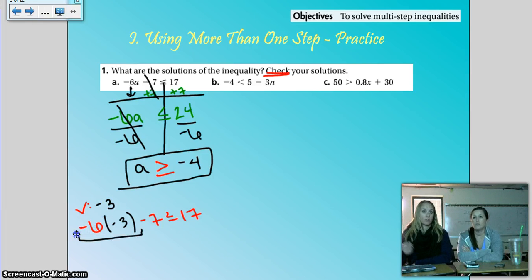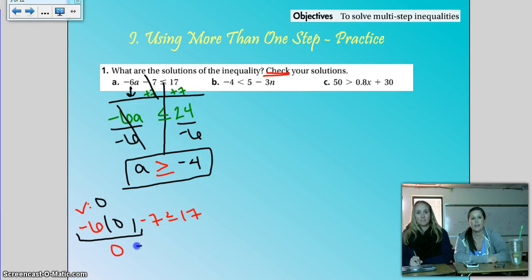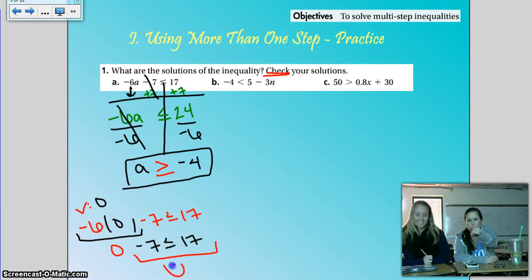You could have used 0. Actually, 0 would have been way easier. Let's use 0. Let's work smarter, not harder. So 0 minus 7 is negative 7, and that is smaller than 17. So we did it right. Now you do B and C.